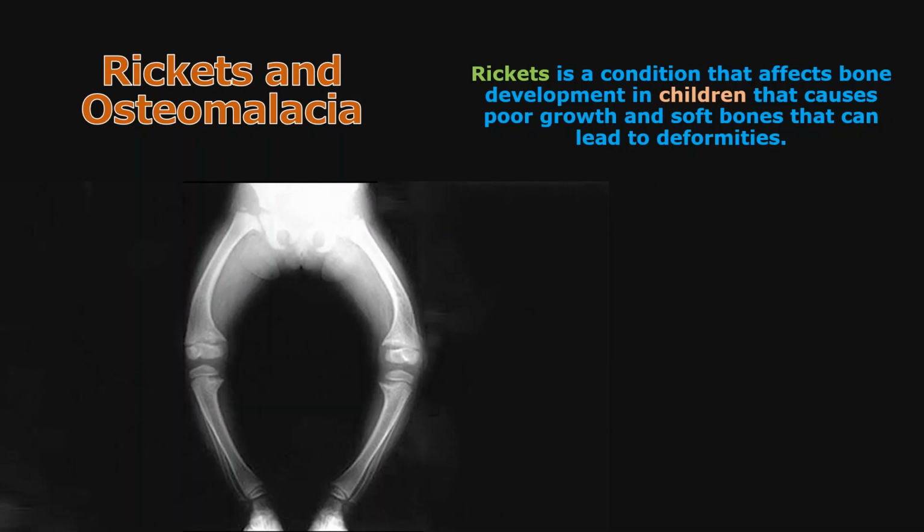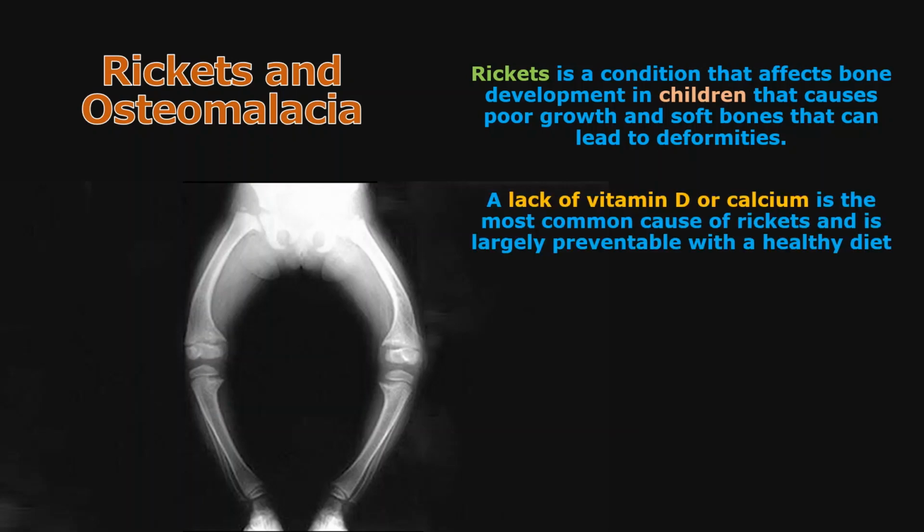So rickets is a childhood problem that causes soft bones. And of course, if you have soft bones, they should bow out under stress. So you get this very common bow-legged appearance in a child with rickets deformities. Now, of course, we all know, because this is a very common one you hear about, it's just from too little vitamin D or calcium in your diet.